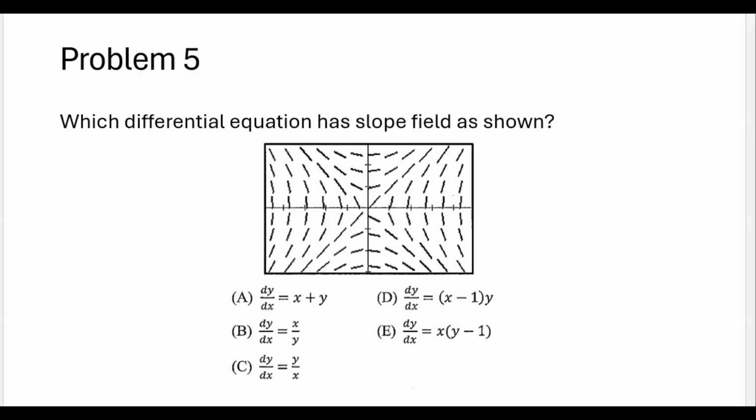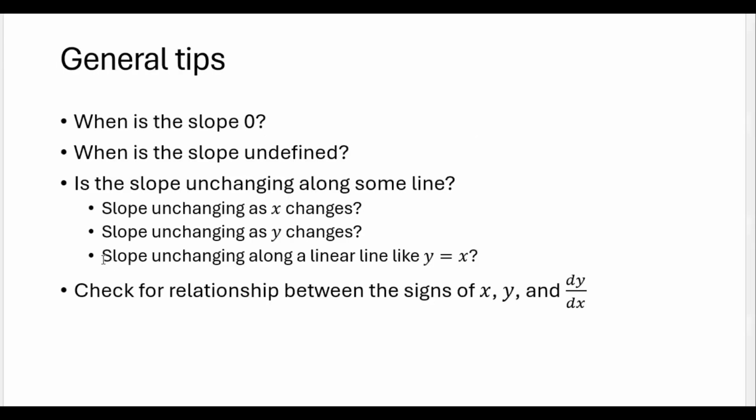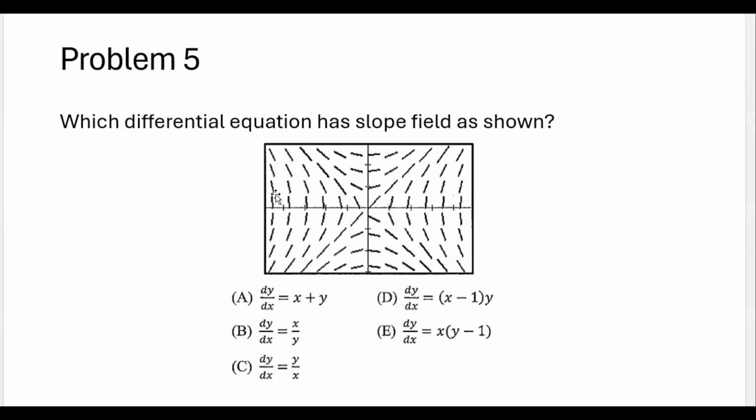Okay, problem 5. Which differential equation has the slope field as shown? Go ahead and try this one first. Okay, so let's go back to the tips real quick. Let's apply this. Notice that for that guy, I'll go back in a bit, the slope is unchanging along y equals x. That we can use to our advantage probably to eliminate some choices. The slope looks like it's the same along this line, probably y equals x. Yeah, if we check the check marks, it looks like it is.